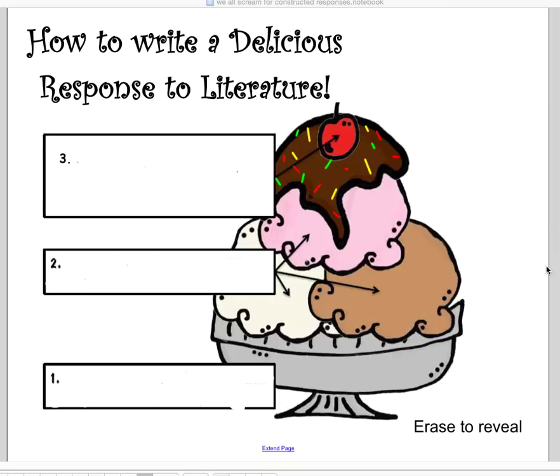Hi, fifth graders. We're going to do another flipped lesson today, and we're going to continue to work on how to write delicious response to literature. But today we're going to take it a step further because as fifth graders, not only do you have to determine one main idea of the article, but you have to be able to figure out two main ideas. So we're going to talk about how to do that.